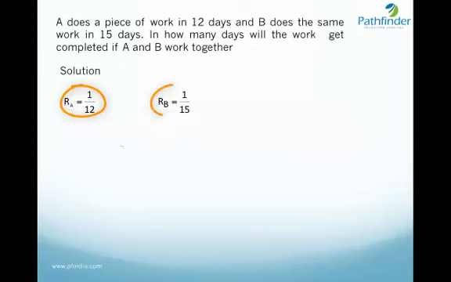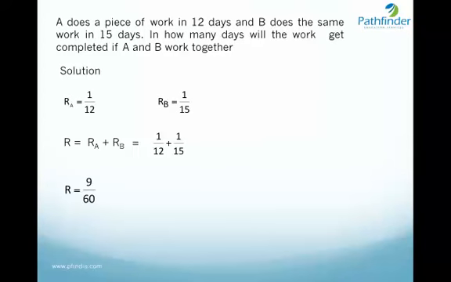Rate of B is 1 by 15. Total rate is rate of A plus rate of B. That is equal to 1 by 12 plus 1 by 15. And the total rate of work is 9 by 60. So once we get the total rate of work, again we follow the same process.